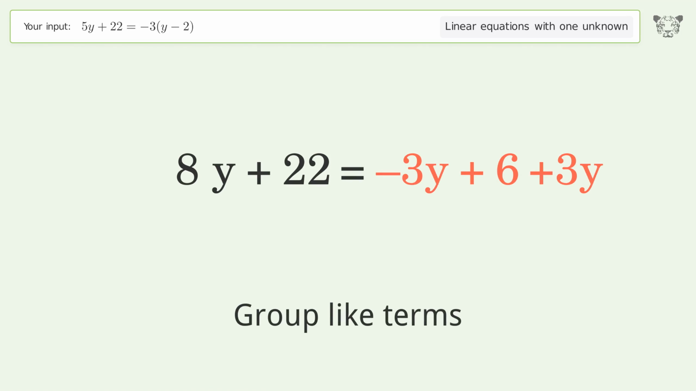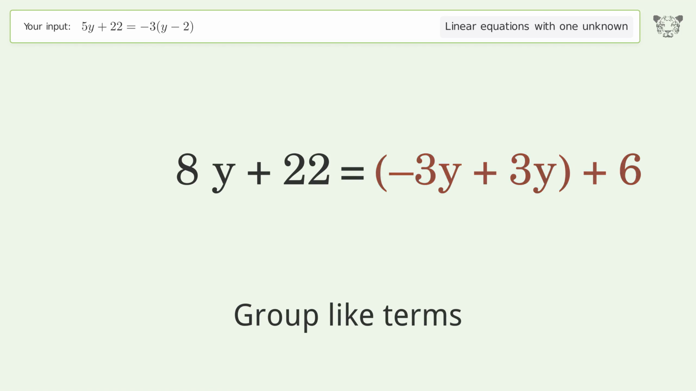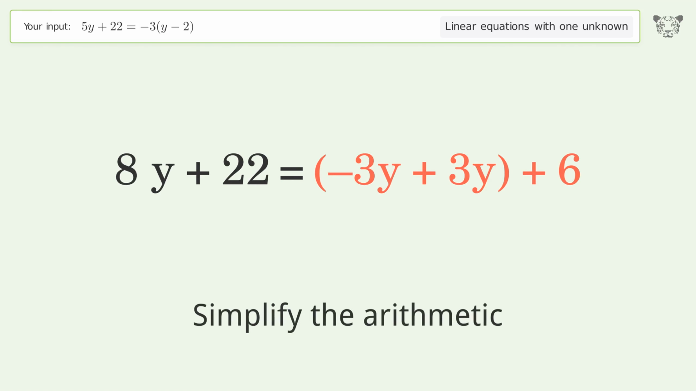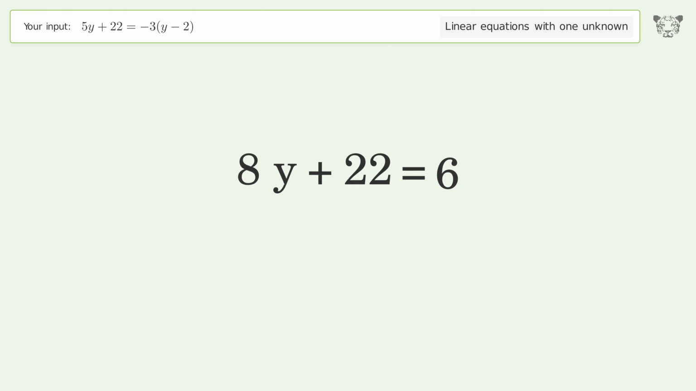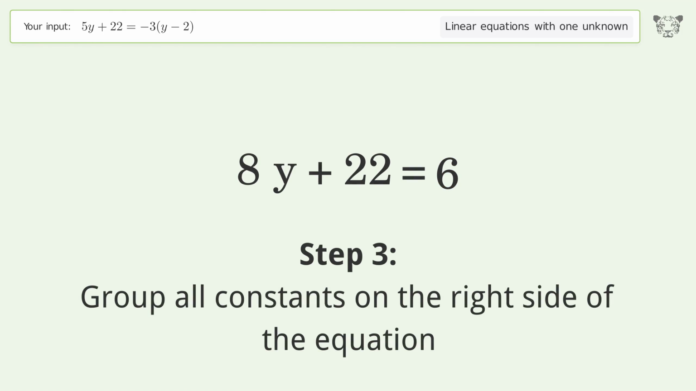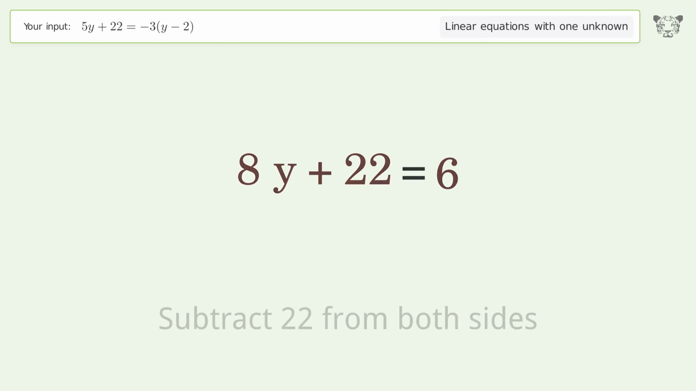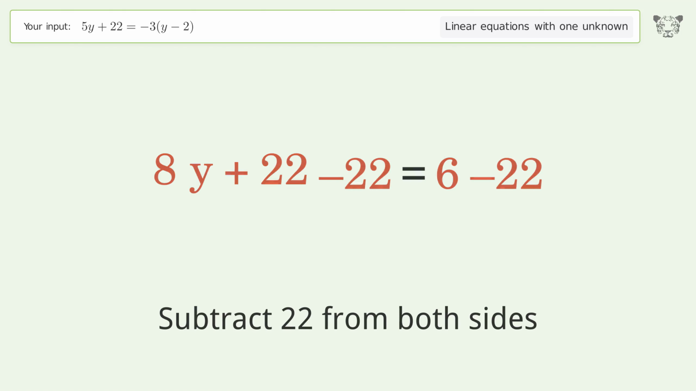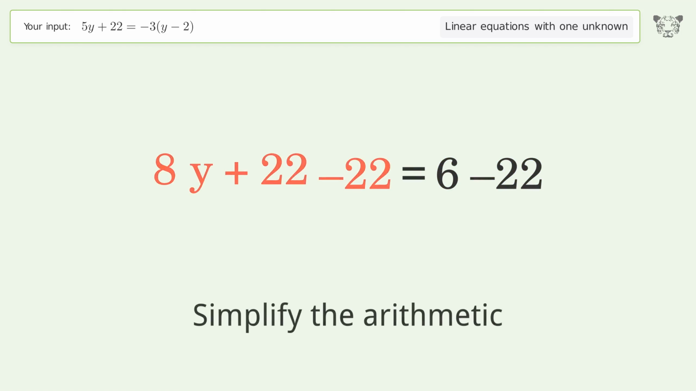Group like terms. Simplify the arithmetic. Group all constants on the right side of the equation. Subtract 22 from both sides. Simplify the arithmetic.